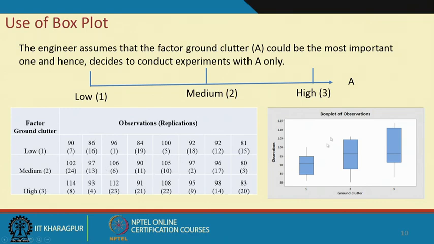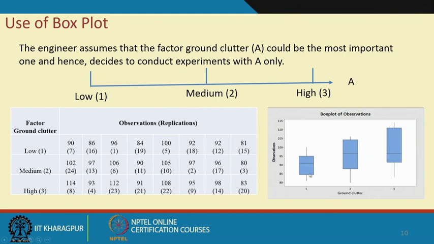Now, what we have done here, we have developed 3 box plots: one for y, that is the response, the detection level when ground clutter is at low level, one for y when ground clutter is at medium level, and another when ground clutter is at high level. So, you see what happened here. If I develop a box plot for the first one, second one and third one with reference to ground clutter low, medium and high, this is the box plot. What can you infer from this box plot?